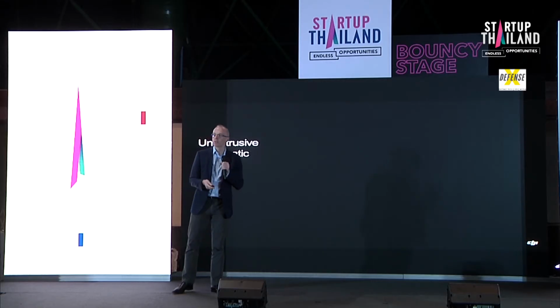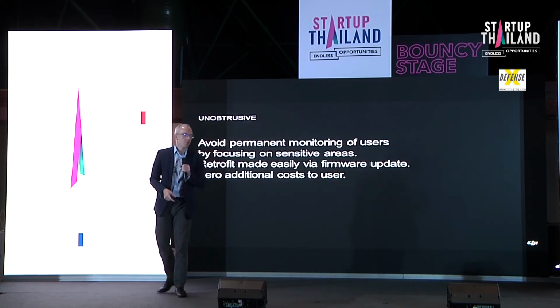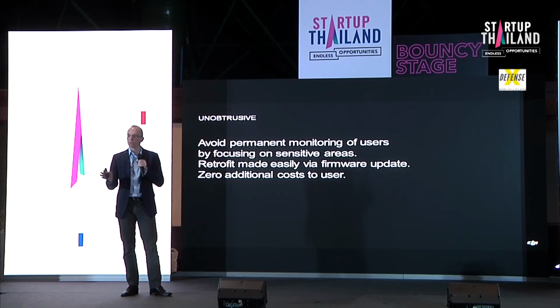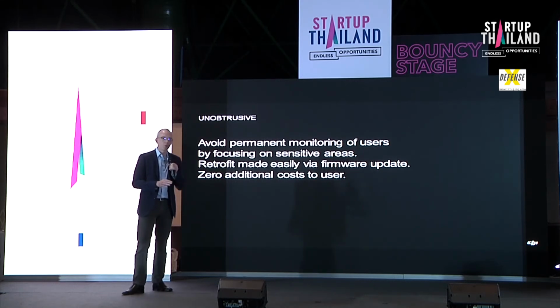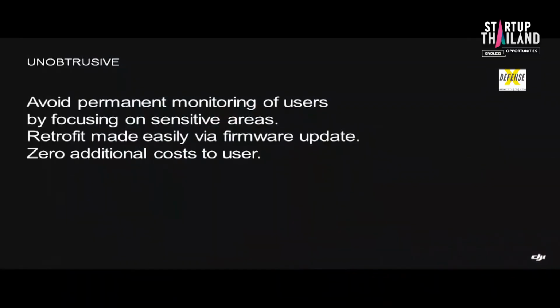But we also wanted this to be unobtrusive, automatic and safe, and I'll explain what I mean by that. So unobtrusive, we want to avoid permanent monitoring of users. Again, we think user privacy is at stake here, and so we don't think this needs to be something that is nationwide. We think it can be localized. Your airports, your parliament buildings, your key military bases that you want to serve and protect are the sorts of places where you put this kind of receiver in place.